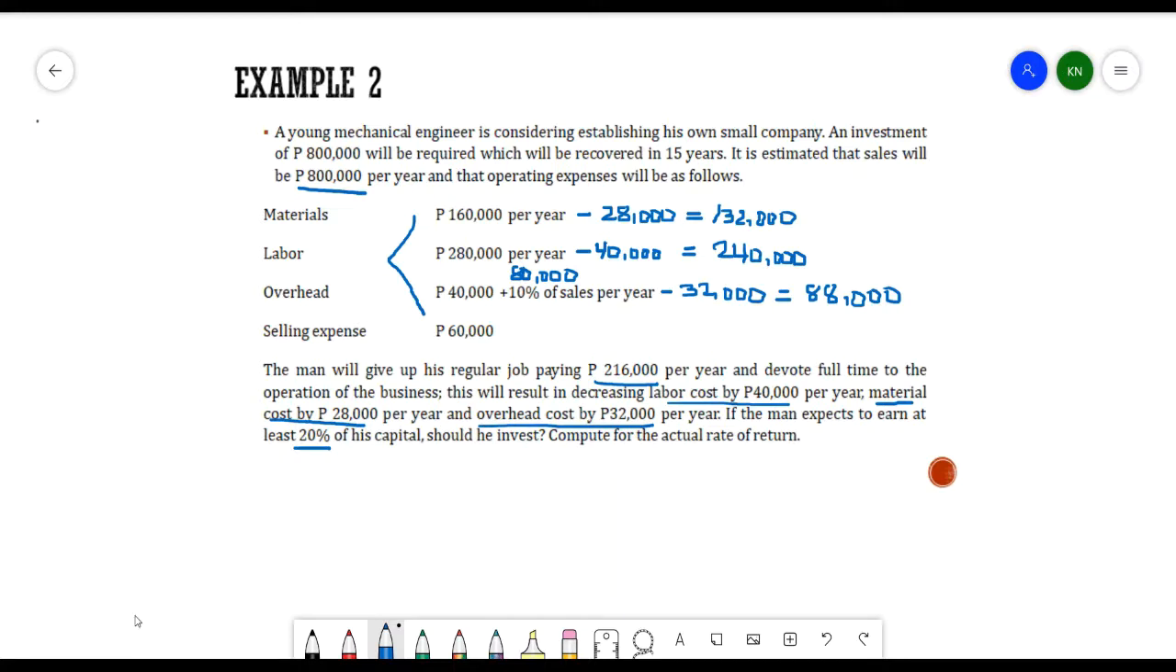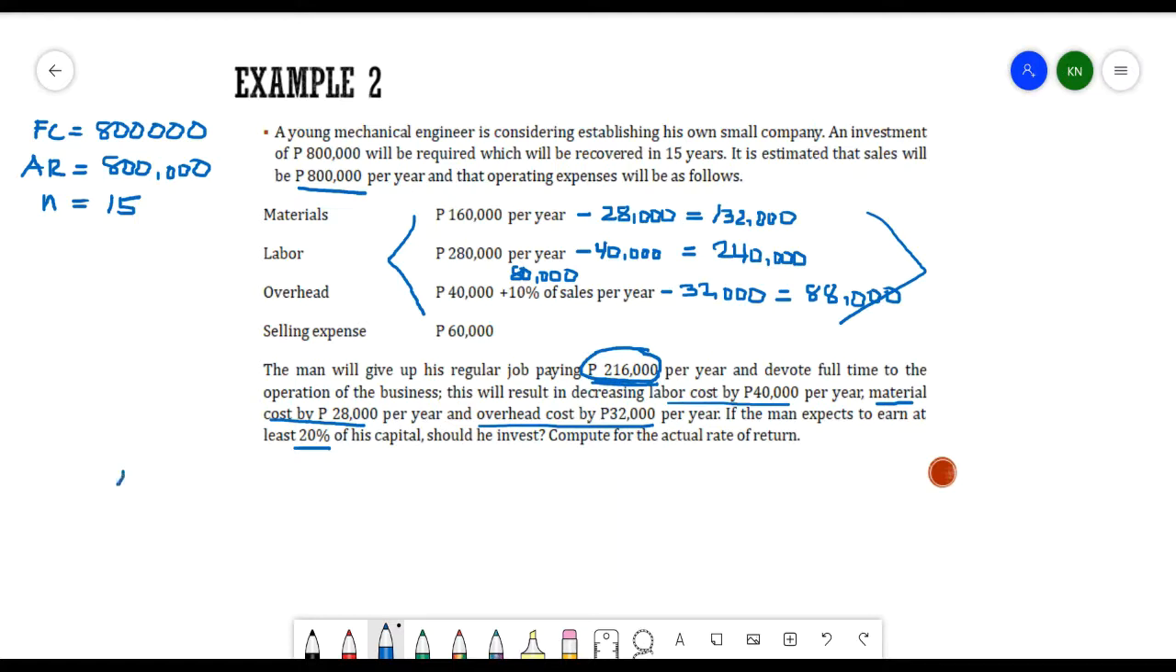So again, our FC or the capital is 800,000 and our AR or the annual revenue or the sales per year is 800,000 as well. And the capital is expected to be recovered by 15 years. So we have N is equal to 15. For the AC, we just have to add up all this plus the salary of the man because he is giving up his job in order to give full time to his business. So meaning to say this will add up to the annual cost.